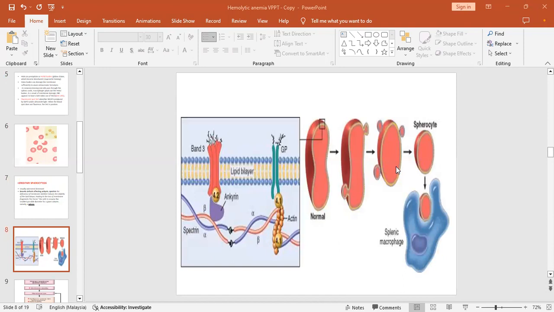In the picture, you can see that there is a basic defect in spectrin and ankyrin. So the lipid bilayer becomes unstable. This helps in losing the membrane fragments. Lipid membrane fragments are lost. So the remaining RBC will assume the shape of a sphere, which is nothing but a spherocyte. And this spherocyte is taken up by a macrophage and removed from the circulation.